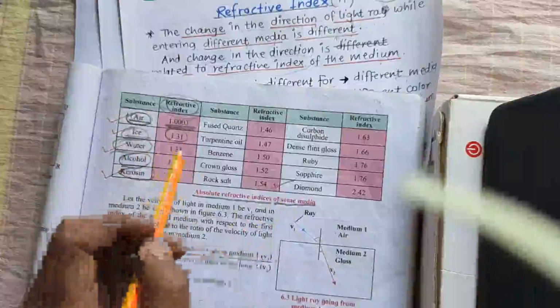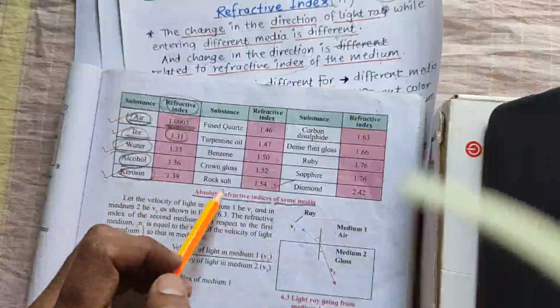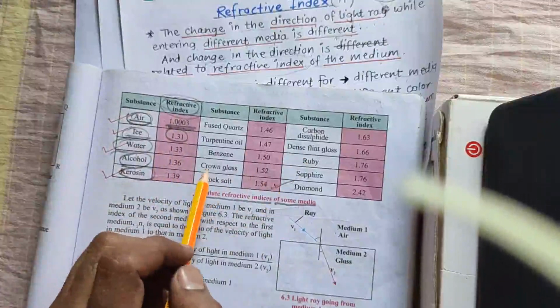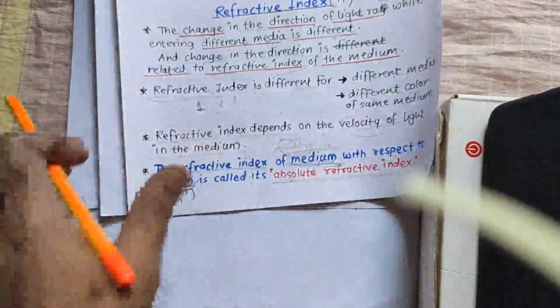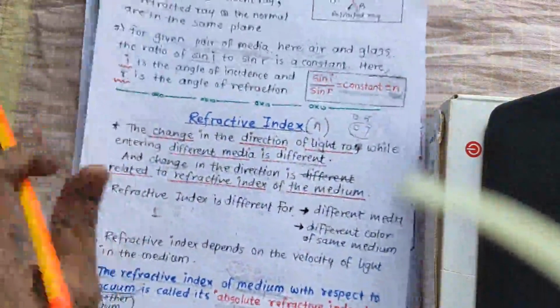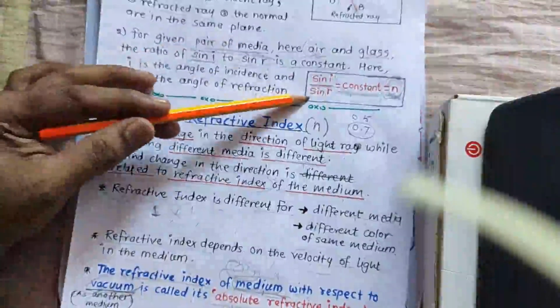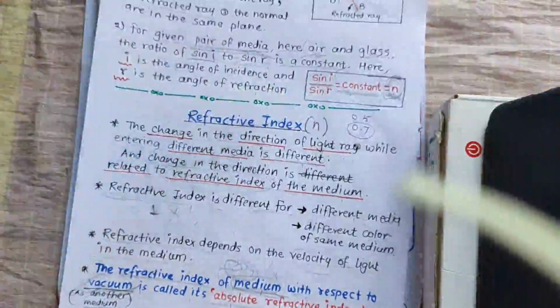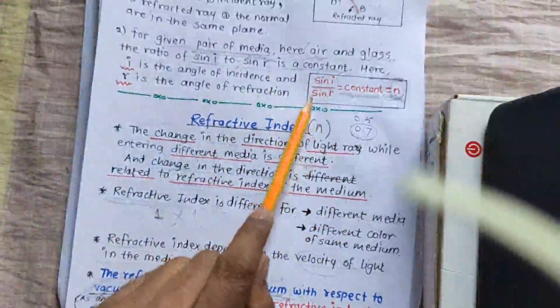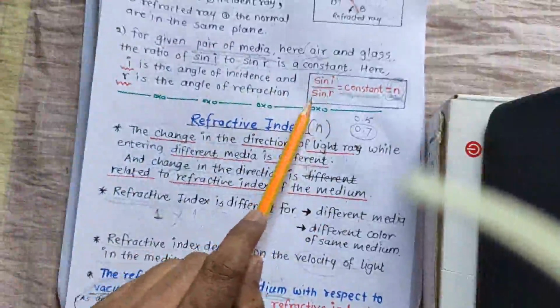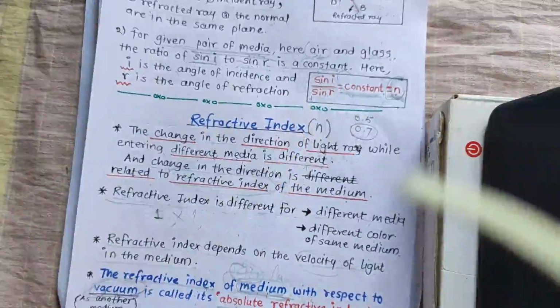The five important refractive index points come most probably in the exam, so learn this properly by heart. Hope you understood this concept. Now you have to learn the laws of refraction by heart, which are very important. This formula and concept is also called Snell's law. I hope you understood.